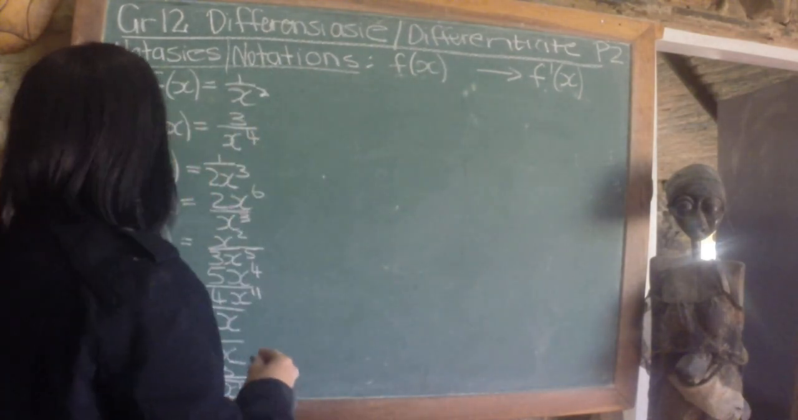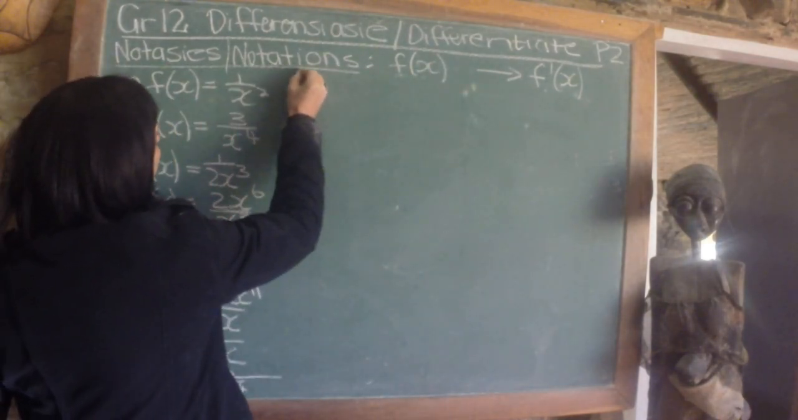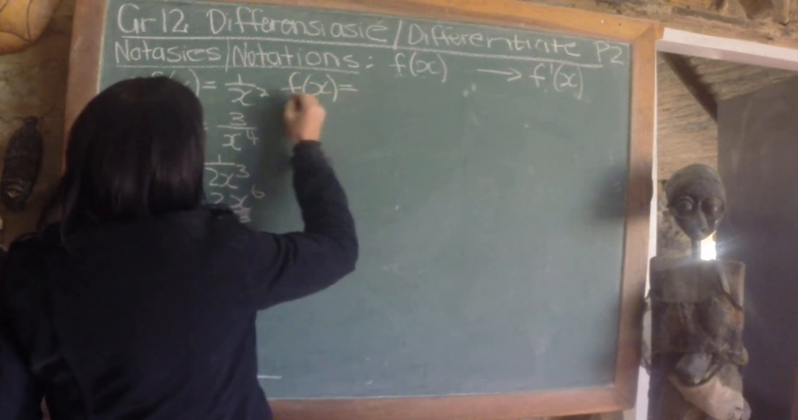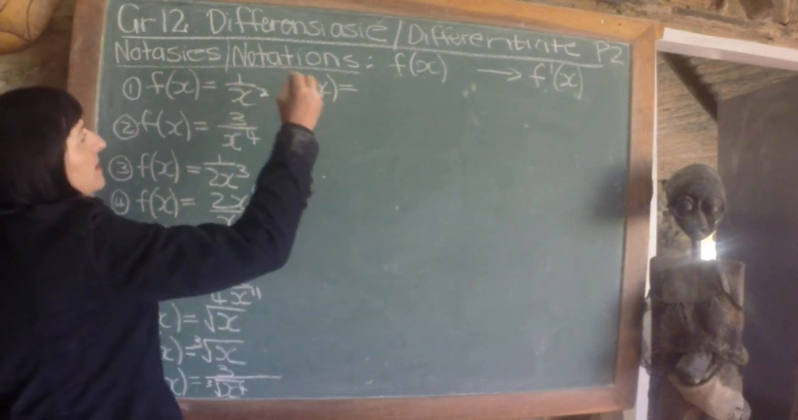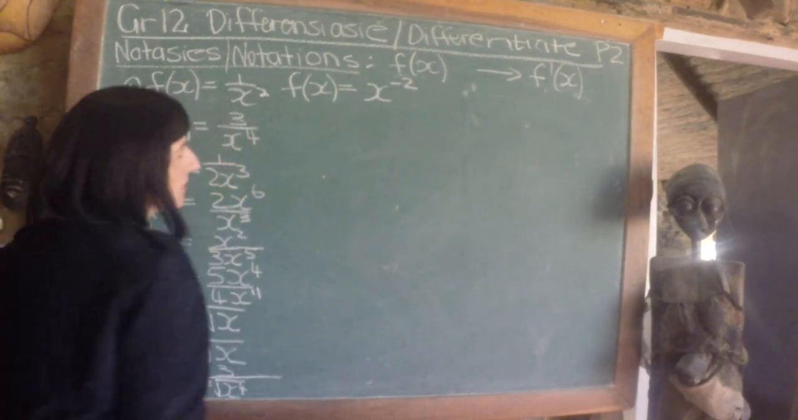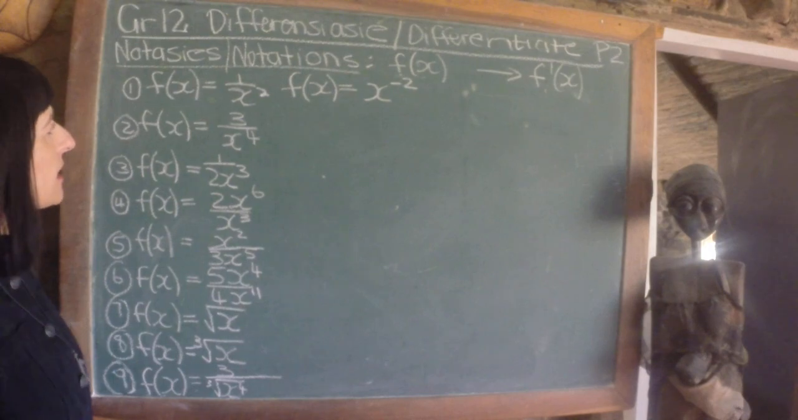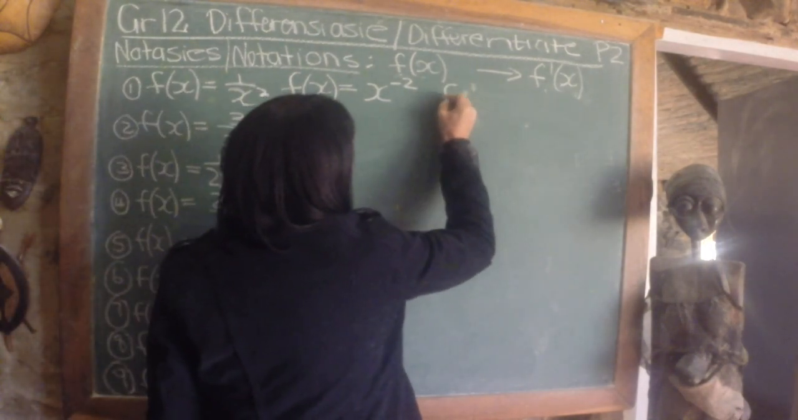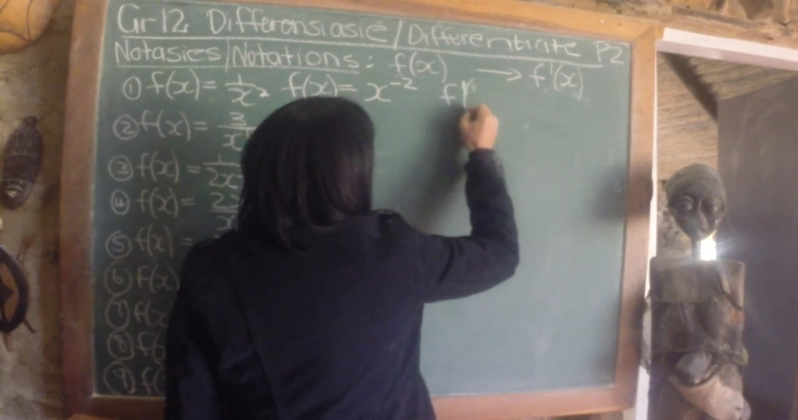That's a fraction. So let's rewrite fx first without a fraction. So we're going to take this x squared upwards. So it becomes x to the power of minus 2. Voordat ek differentieer, het ek eers nodig om die breuk te verwyder. Nou gaan ek differentieer. Kyk hoe skryf ek dit.